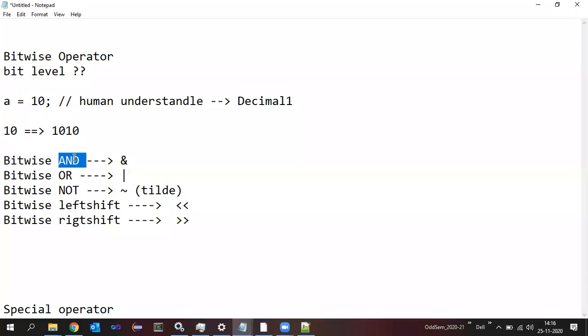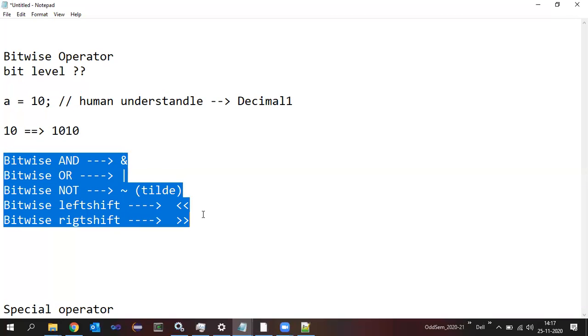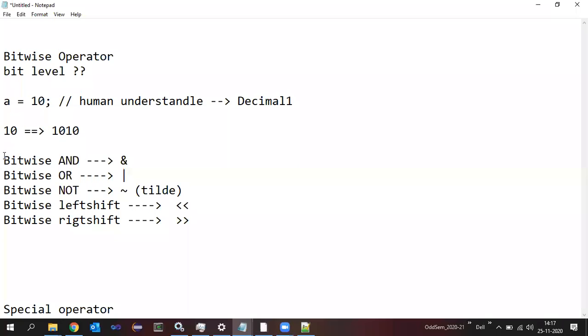Bitwise operators all operate on the bit level. We are going to study only the basic information as of now. Later, in the upcoming sessions, I will be taking up the examples. Now, just understand the different types here.